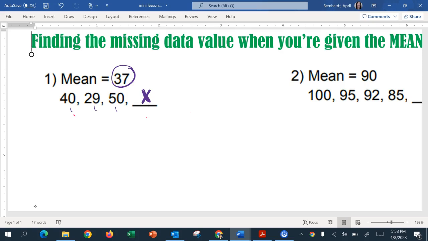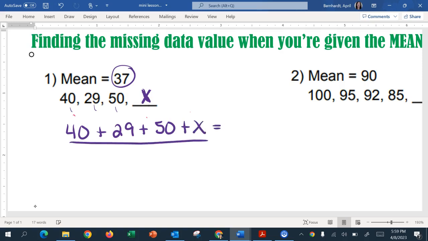And as you hopefully can remember, to find the mean, you add up all the data values, divide by how many data values you have, and that will equal the mean. So I'm going to set this up. So like 40 plus 29 plus 50 plus mystery number, the missing data value, divide by 1, 2, 3, 4 equals 37.